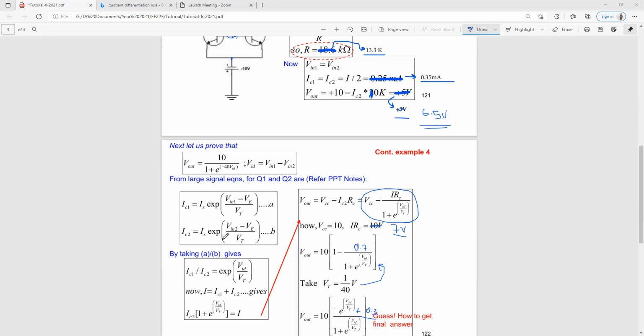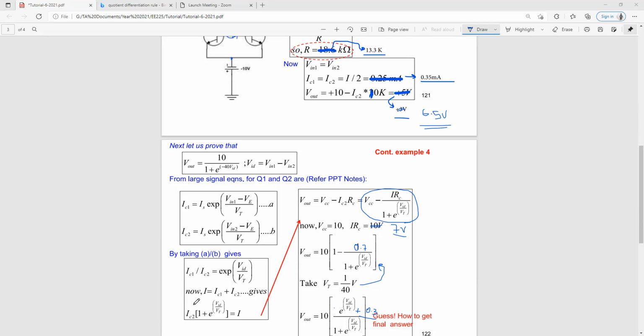Now, using these two equations, we can see that IC1 divided by IC2 is equal to the exponential of VID divided by VT. Now, knowing that I is equal to IC1 plus IC2, we can derive our I value in terms of IC2. That is basically going to give us IC2 times (1 plus e to the power of VID divided by VT).